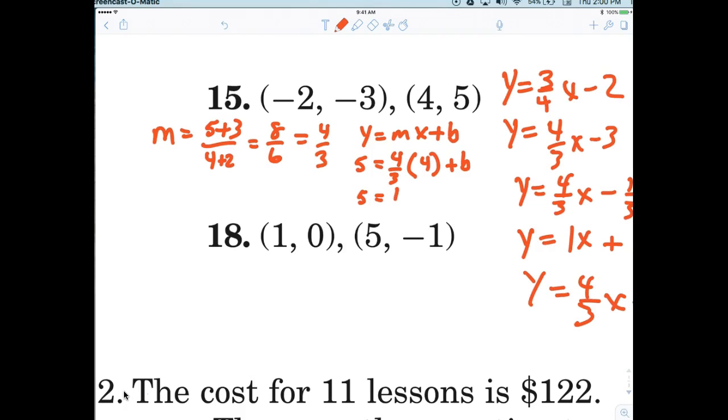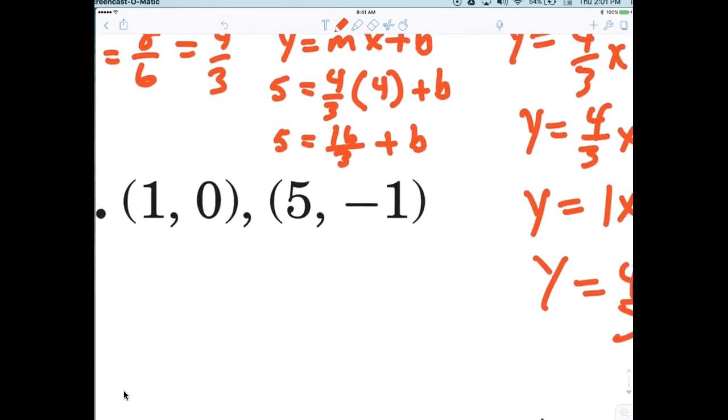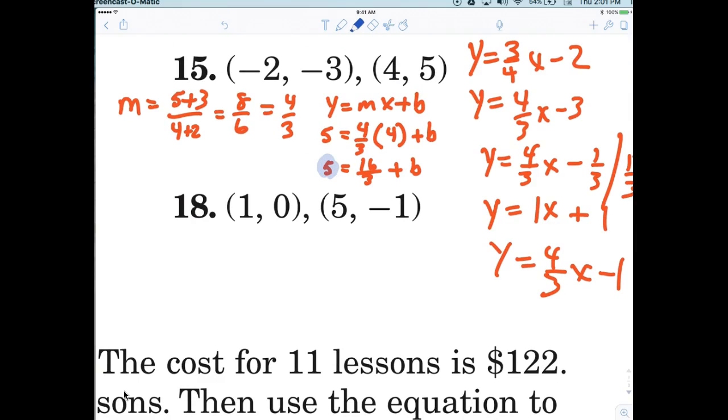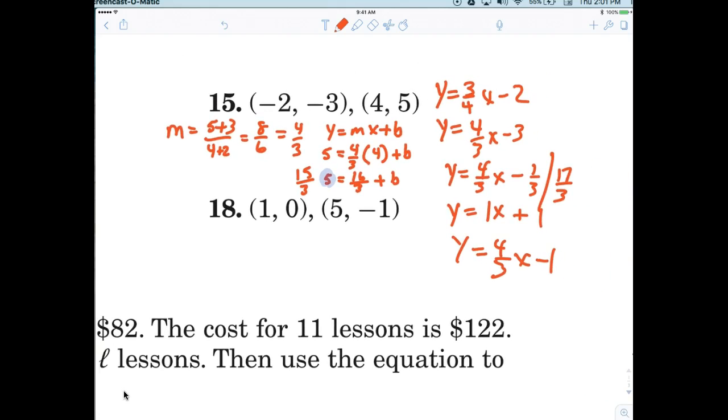So 5 is equal to 16/3 plus b. Now I keep trying to tell you, listen carefully. 5 is how many thirds? 15. Everybody should know that. 5 is 15/3. So I replace that with 15/3, and now you're just asking yourself, what is 15/3 minus 16/3? -1/3. Right? So b was equal to -1/3.